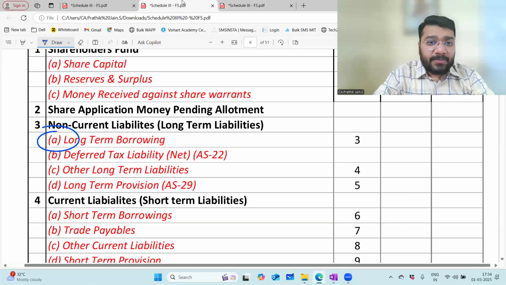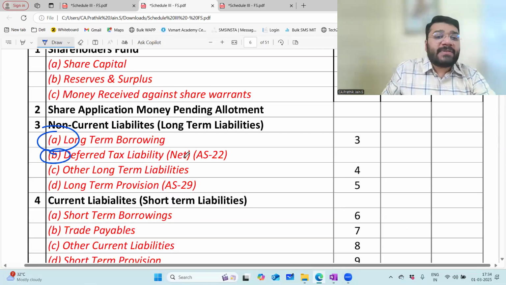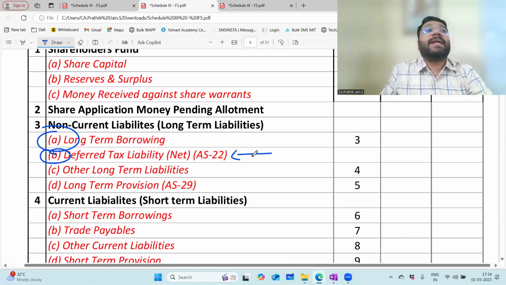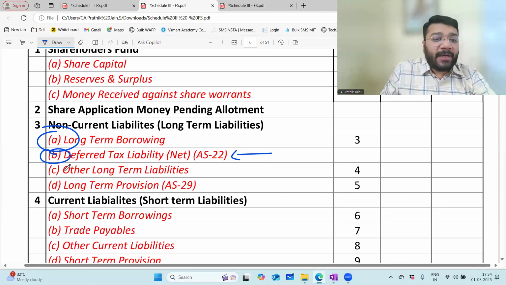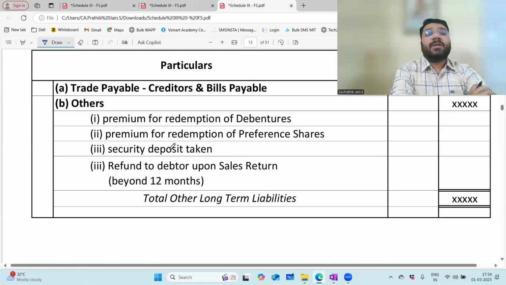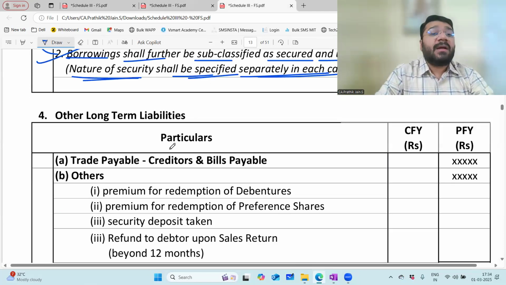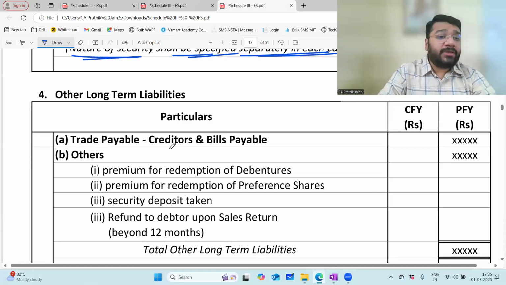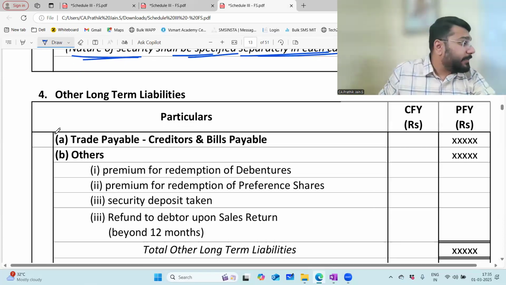Now, the next point that comes is deferred tax liability, which I'll be discussing when I take up Accounting Standard 22. As of now, we'll skip it. The point number C is other long-term liabilities. We have to understand what is being classified under other long-term liabilities. So Schedule 3 says that two things will come under other long-term liabilities.